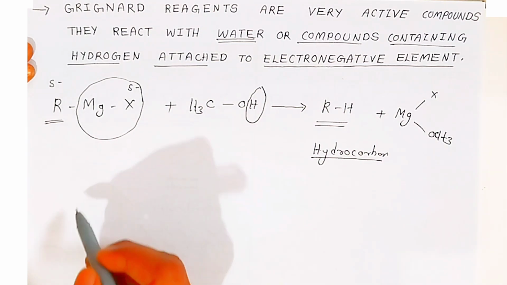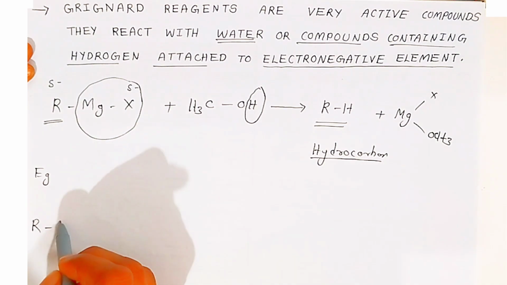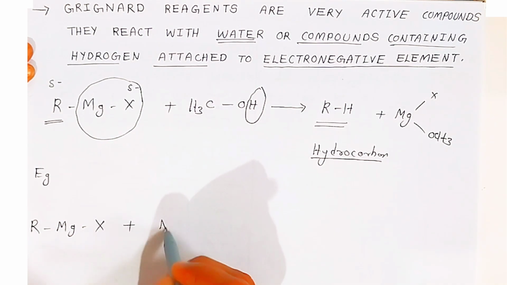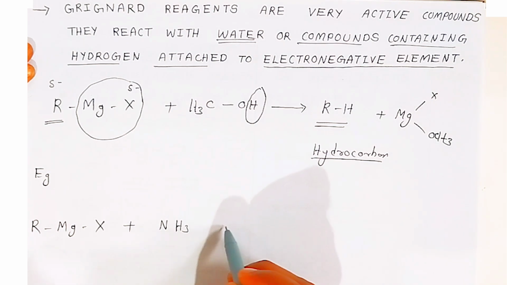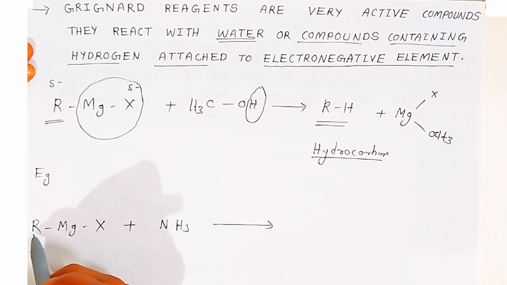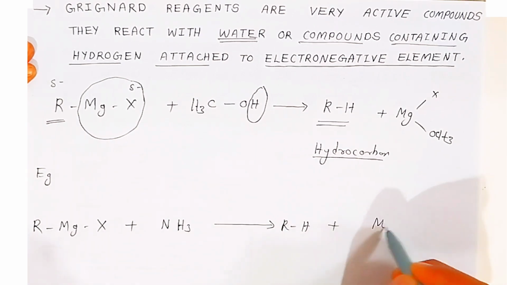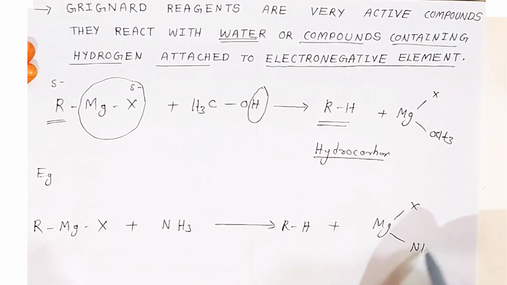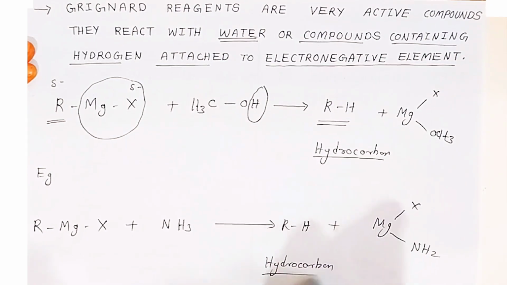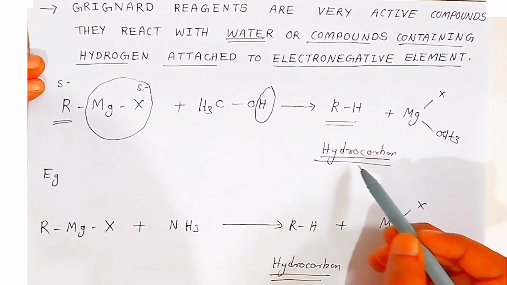One more example, students. Second example: RMgX Grignard reagent when reacted with ammonia. What happens, students? The hydrogen of ammonia reacts with the alkyl group and forms hydrocarbons, and you will find MgX and NH2. So this way, students, you can prepare hydrocarbons, which are very important. Hydrocarbon preparation is very important. We use them as fuels, so these hydrocarbons are very important.